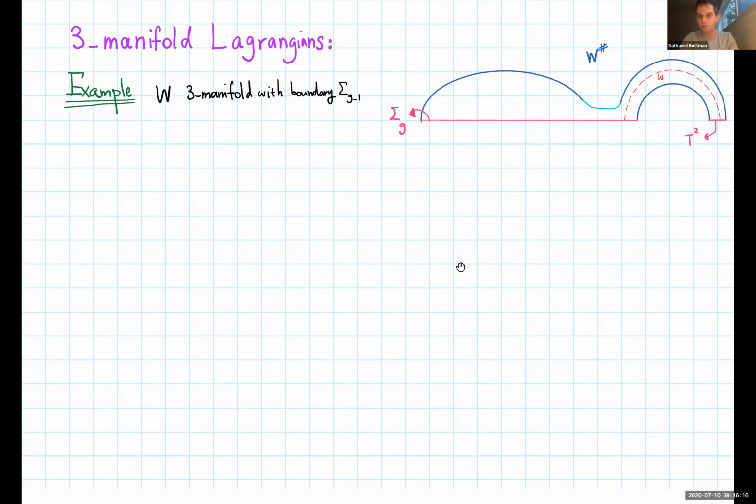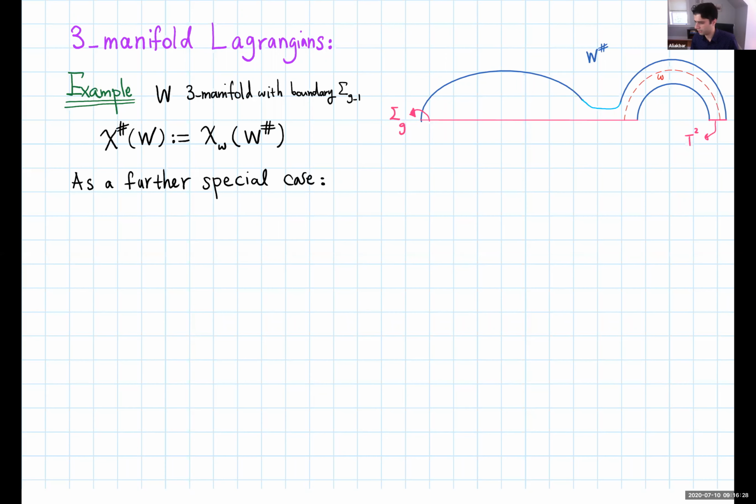Once you apply this construction, you get a 3-manifold with boundary sigma g and T2, and you can apply the construction of the previous slide to associate a Lagrangian to W sharp, which I'm going to call chi sharp of W, a special case of the construction from the previous slide. Maybe I should be a bit more specific about the choice of W here. The choice of W in this case is just one point times the interval inside I times T2. So it's coming from the auxiliary part and doesn't touch W at all.